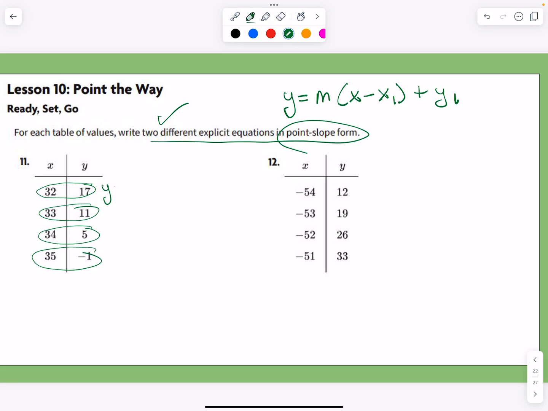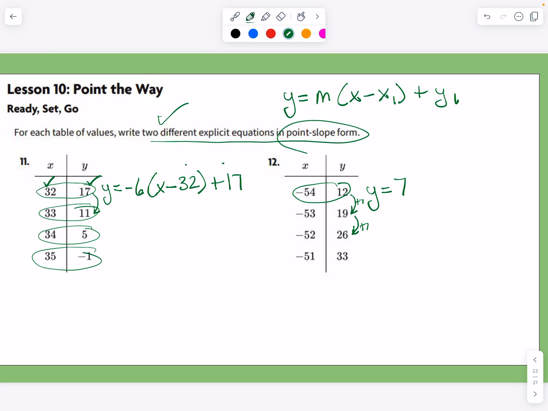So we would say y equals our change. We're going from 17 to 11, so we're subtracting 6 and multiplying that by x minus x1, 32, plus our y1, which is 17. And again, do the same thing, but this next one, you're going to change your x and y values. And this next one, I'll use these guys here. Y is going to equal my change. Well, 12 to 19 is what? Plus 7. Am I still plus 7 here? Yep, plus 7. So we'll say 7 times x minus my first x, which is a -54. So I could add 54, that's fine. And then we're going to add my y term, which is 12.